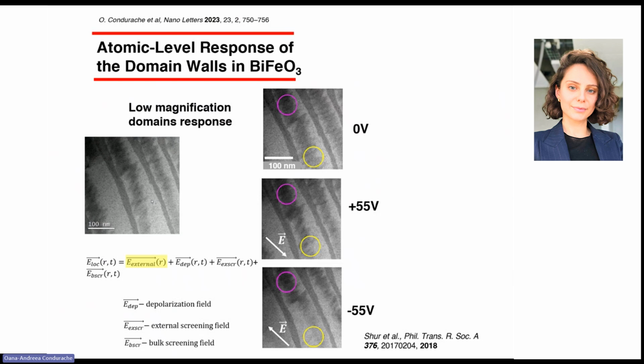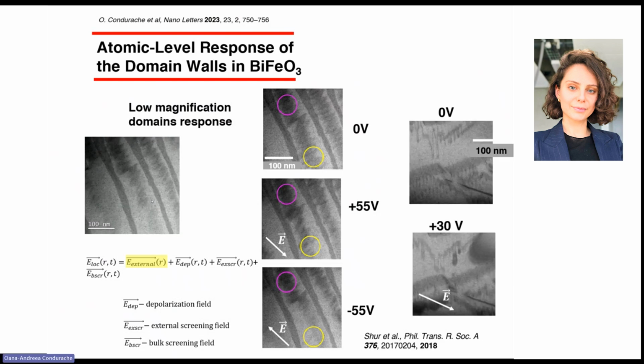And this is because the effective local electric field does depend on many other factors, not only on the external electric field. And what often happens is that we don't have a long-range movement of the wall, but we just smear the contrast. And this, for us, was an indication that we do not necessarily switch the polarization, but we change the property of the wall. And this was already quite interesting.